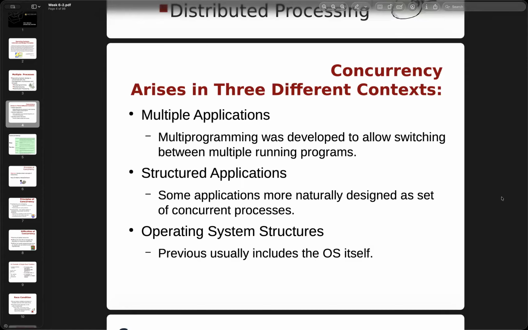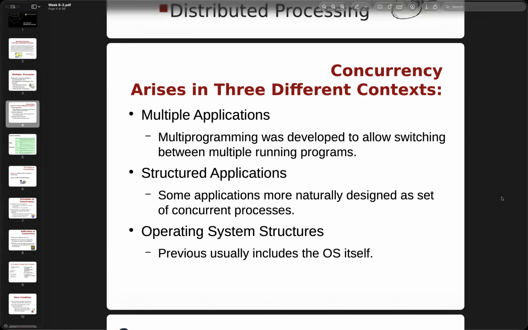Multi-programming was developed at that time to allow switching between multiple running programs. That's why you feel everything is happening simultaneously: you can listen to music, work on your VS Code, and then scroll down to check the guidelines in a PDF. That's how it works, switching between multiple running programs.